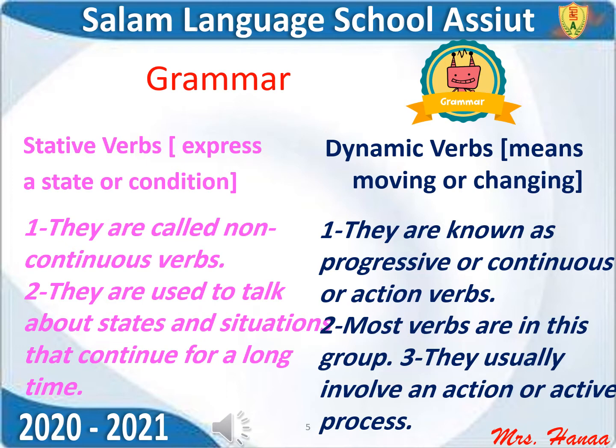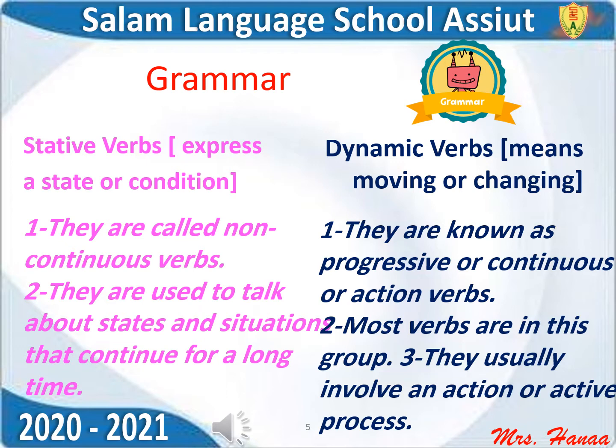I don't say I am owning 3 cars. No, they come in the simple tense. I can say I have owned a car or I have 3 brothers. The next point is that they are used to talk about states and situations that continue for a long time. So as in the examples I have just mentioned, let's go to the dynamic verbs.